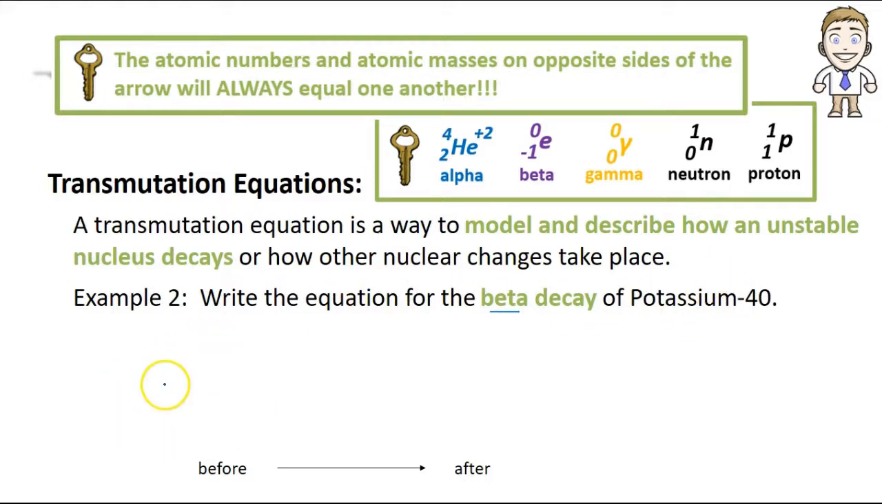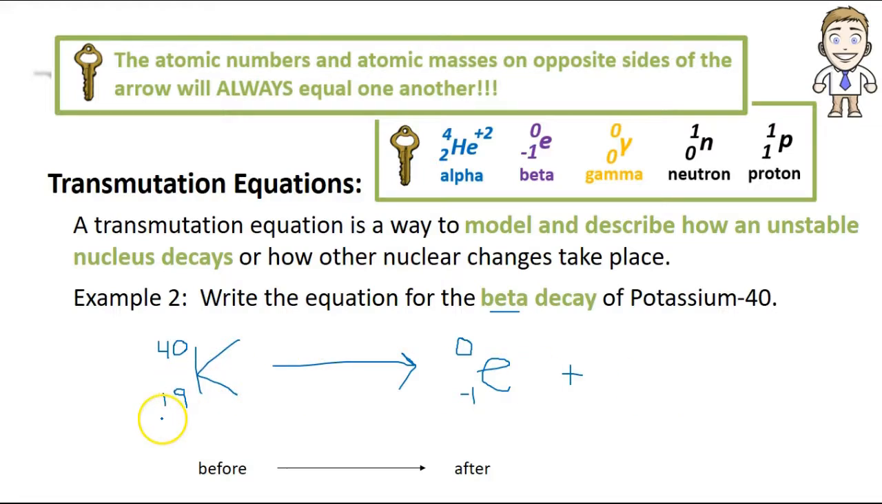The first step, just like last time, is to write the isotopic notation for potassium-40, which is K for potassium, 19 protons, which I got off the periodic table, and a mass of 40. Then the decay happens, so we put an arrow. This time it's a beta decay, so we're going to use the symbol for beta instead, which is an electron. Then write the isotopic notation for whatever the nucleus changes into. This one's kind of weird though.